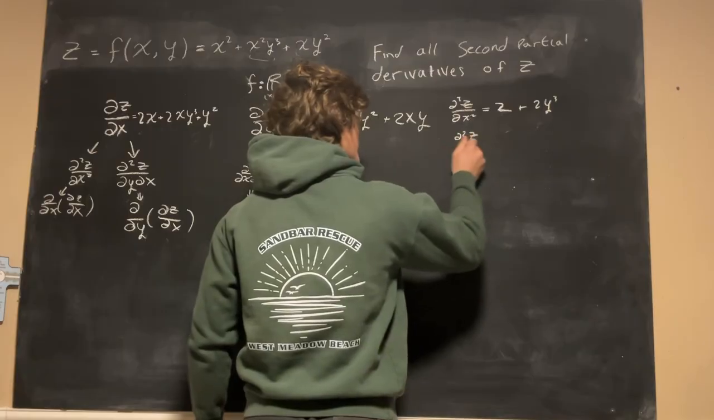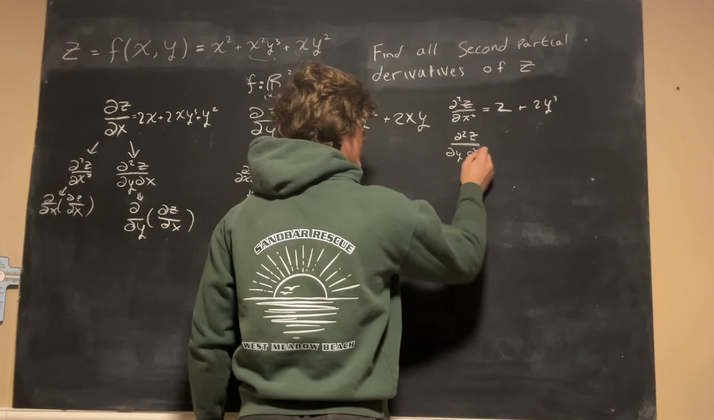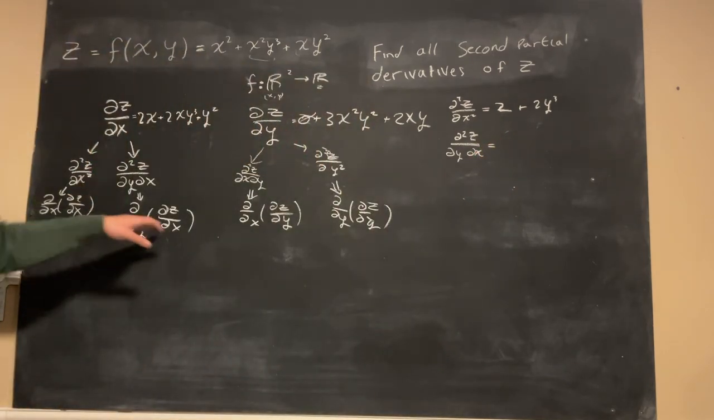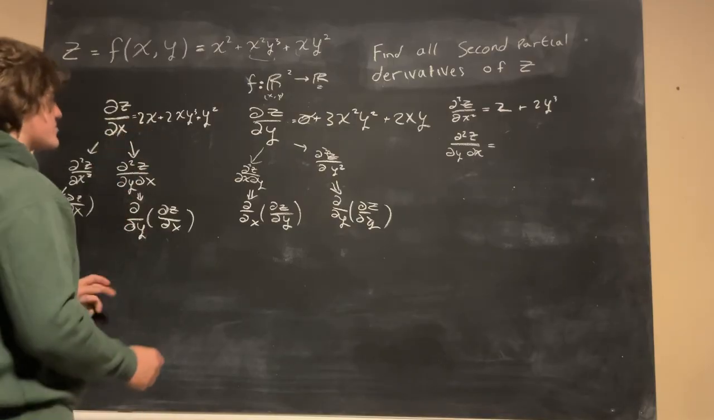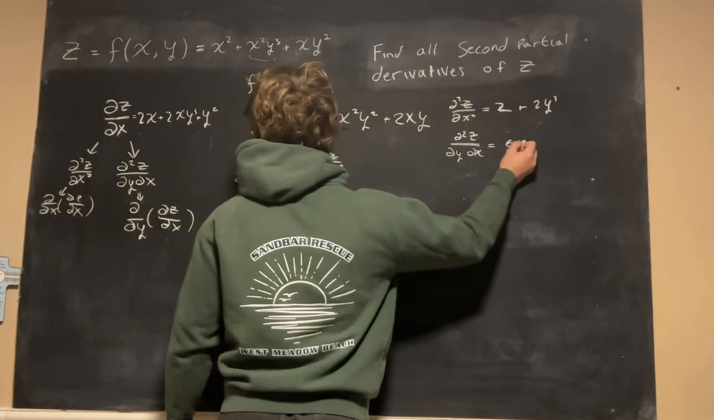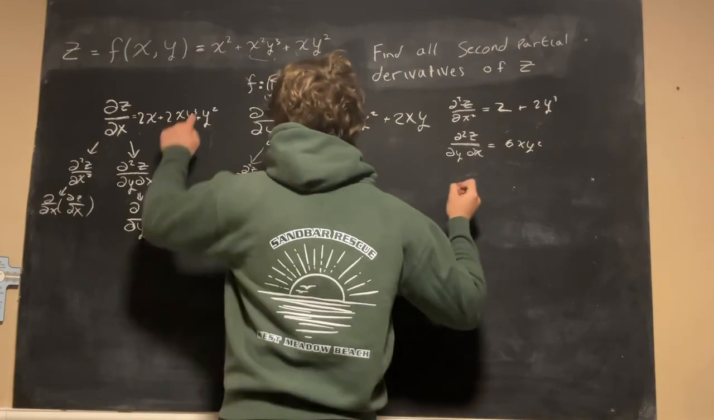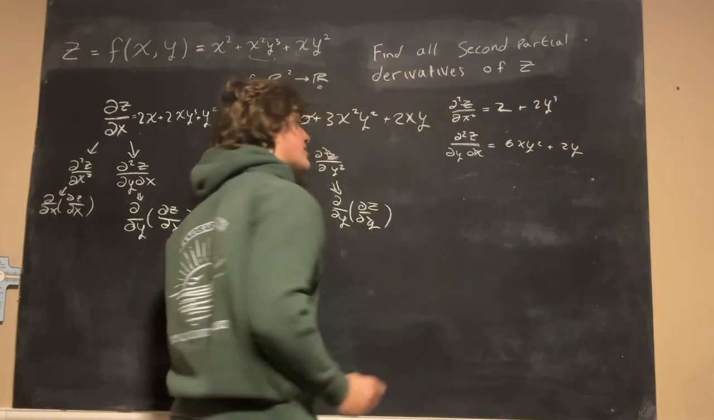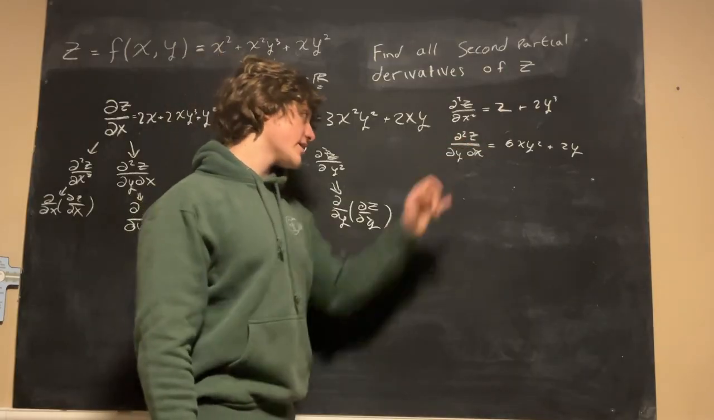Now for our second one, let's find d squared z over dy dx. And that is equal to this function right here, so the partial derivative of this with respect to y. So this first term drops out, so that's 0. And then this second term becomes 6x times y squared, as this 3 dropped down, plus 2y. So this is our second partial derivative of z over dy dx.